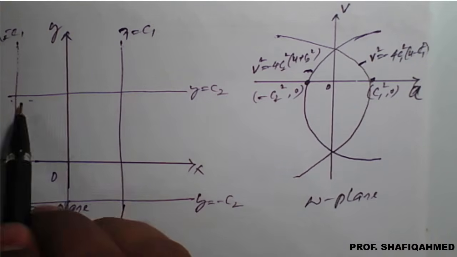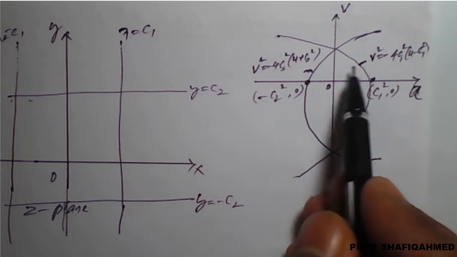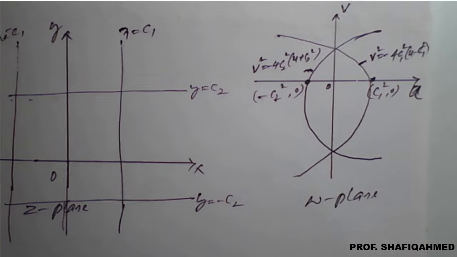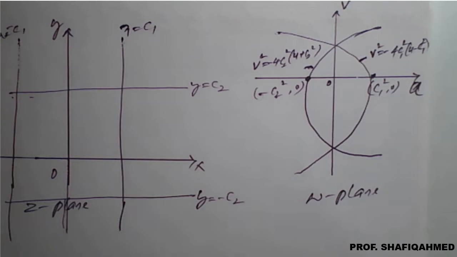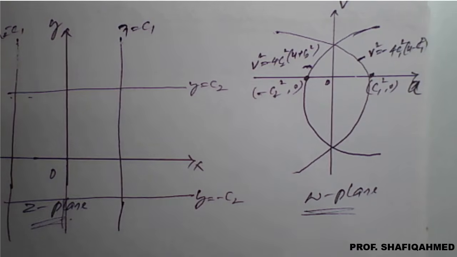So y is equal to c2 and x is equal to c1 are converting to parabolas, both of which we have already proved theoretically. In this way, we are converting from the z plane to the w plane. This is just a rough diagram showing you the conformal transformation of omega is equal to z square.